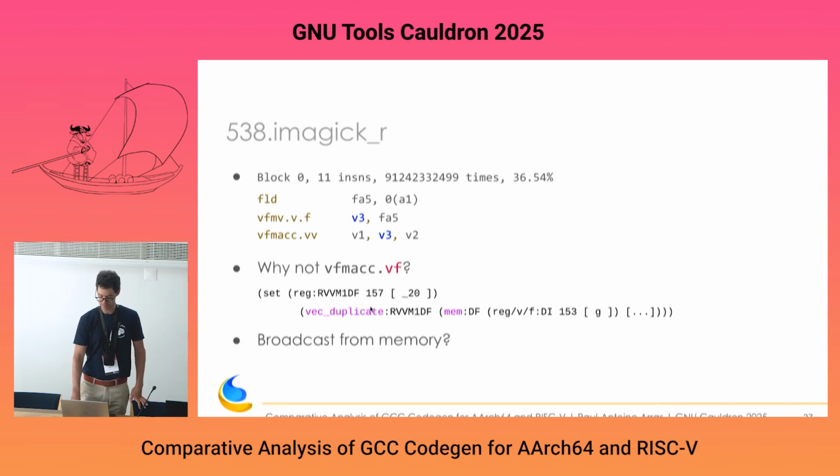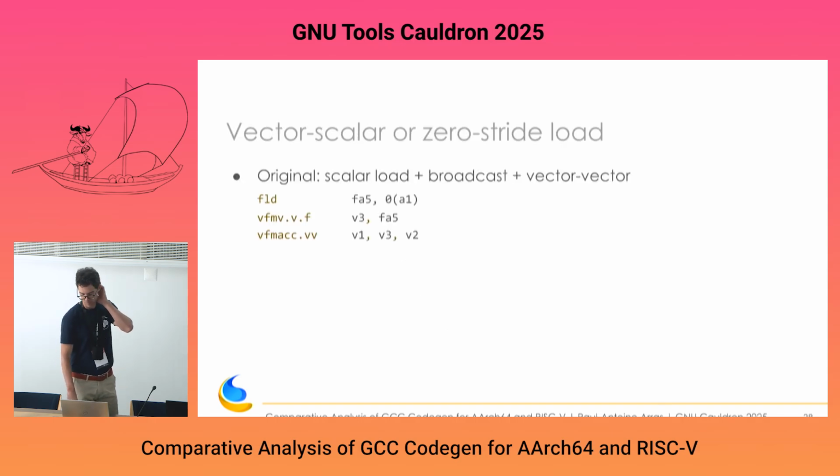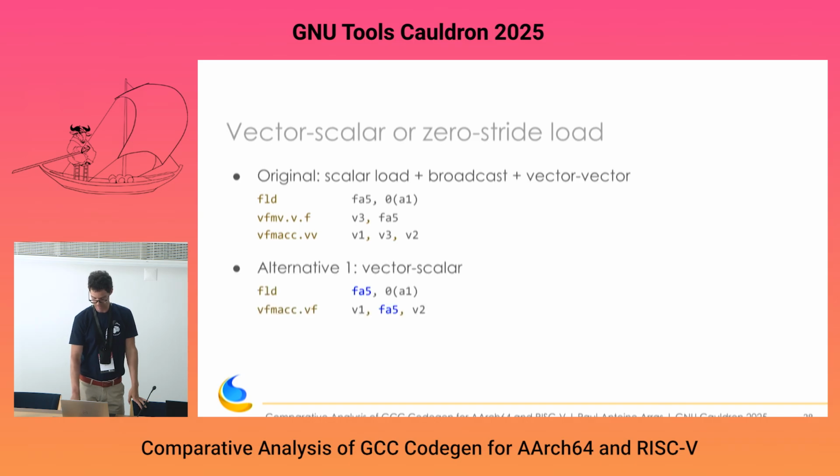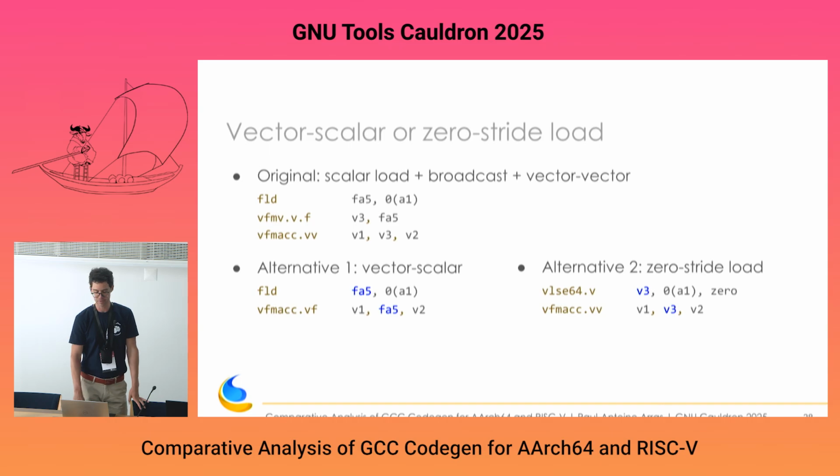But in this case, it's done in 2 steps. And the question is, can't we do that in just 1 step? Or said differently, broadcast from memory? Well, there is an interesting instruction in the RISC-V extension, which is called VLSE. What it does is that it's actually a strided load. But if you use the special case where the stride is 0, you're basically reading from one memory location and duplicating this value into all the elements of a vector register, right?